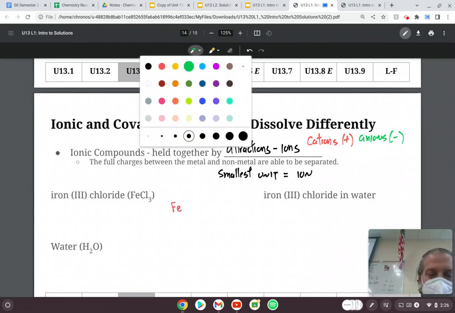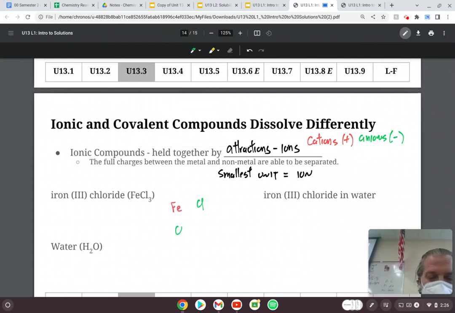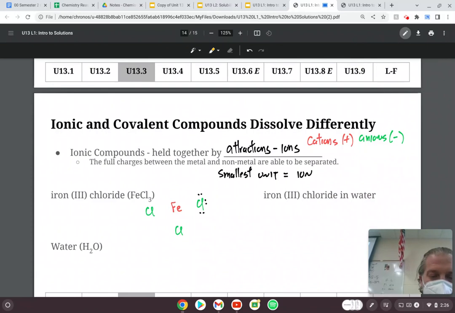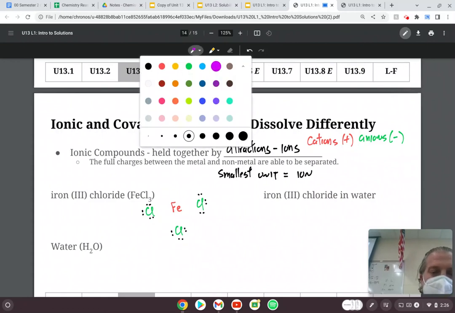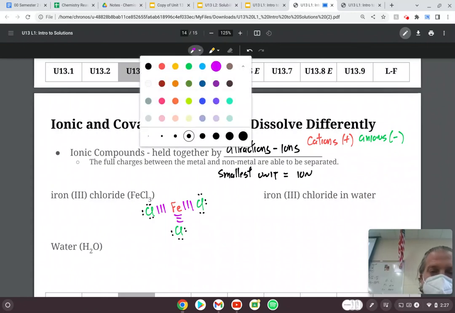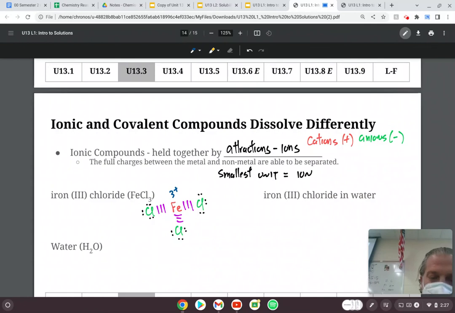Fe, and then like Cl, Cl, Cl, and then I might show that there are the valence electrons. It feels like we're going way back in time. But instead of drawing lines like we were a long time ago, we're going to show those really strong forces of attraction. And then I'm going to also show that this iron is a +3 charge. The chloride has a -1 charge, and there's 3 of them, like so.